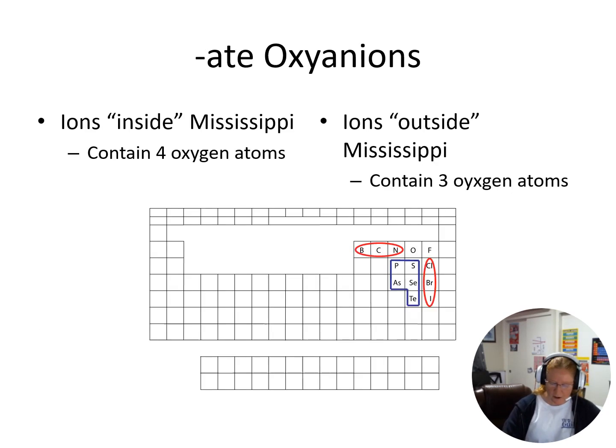All right. We're going to talk a lot about oxyanions. These are the ones that we're going to be able to use clues from the periodic table to figure out. So our oxyanions are going to have 2 primary endings, ate and ite. Ate is going to represent more oxygen atoms. Ite is going to represent fewer oxygen atoms. Okay? So oxyanions, these are containing oxygen.